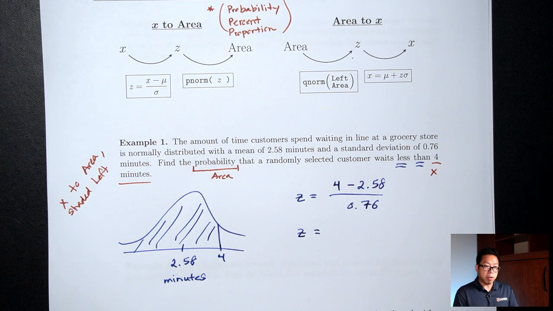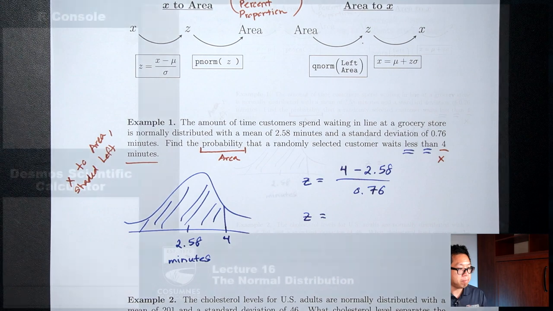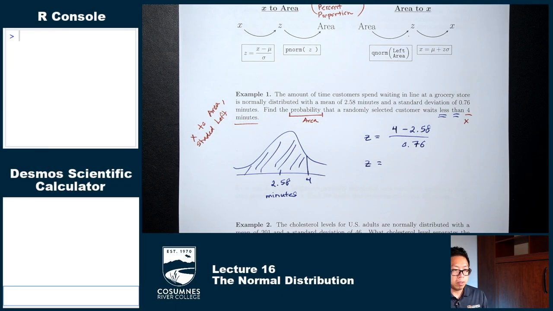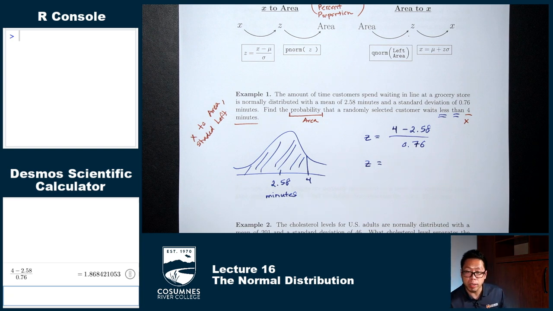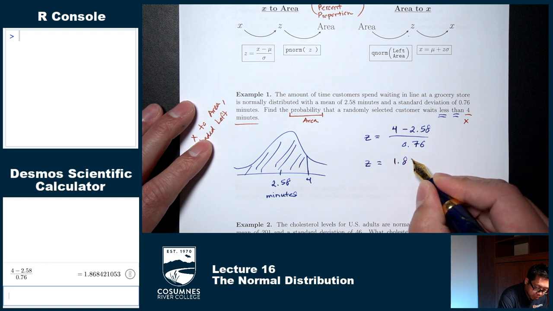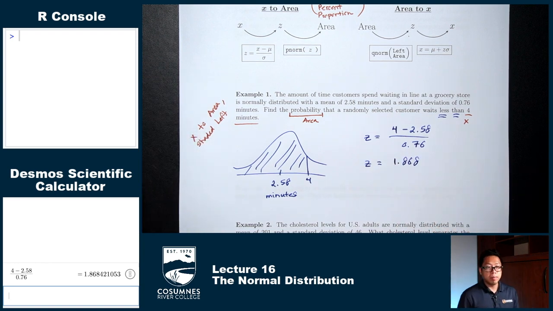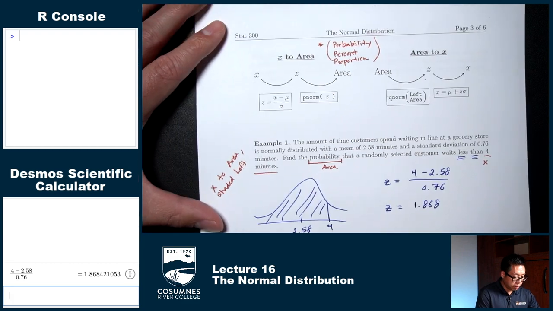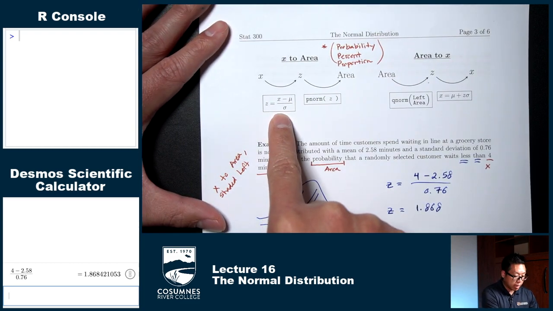All right, so do this on your calculator. Let me switch over. On a calculator, up top, 4 minus 2.58, on the bottom, 0.76. Rounded to three decimal places, this is 1.868. So we just did this z-score formula, and that got us from x to z.